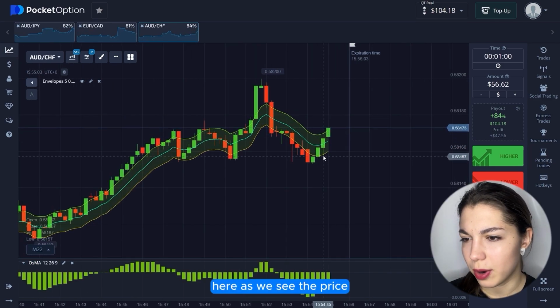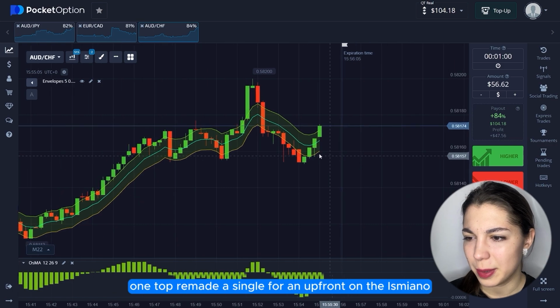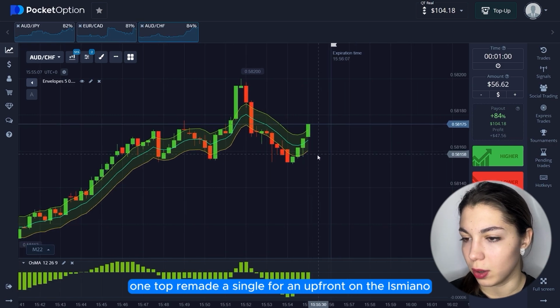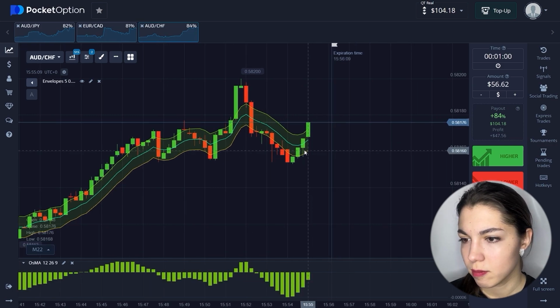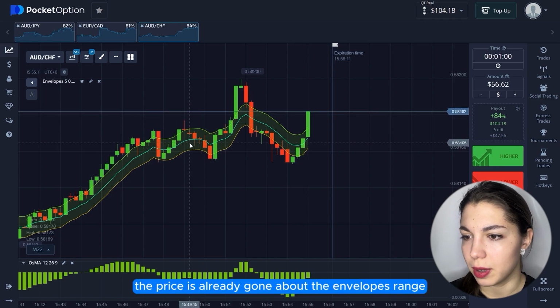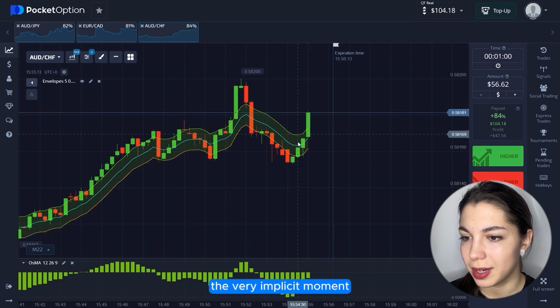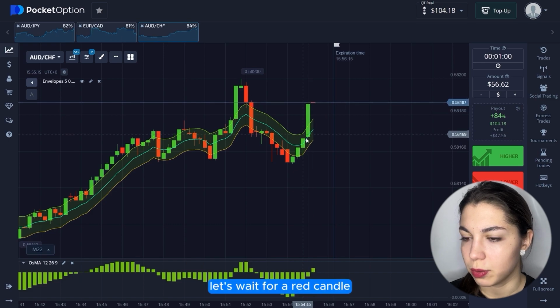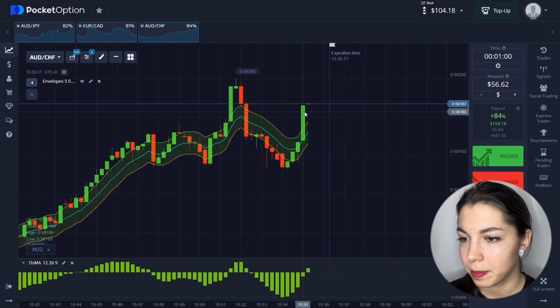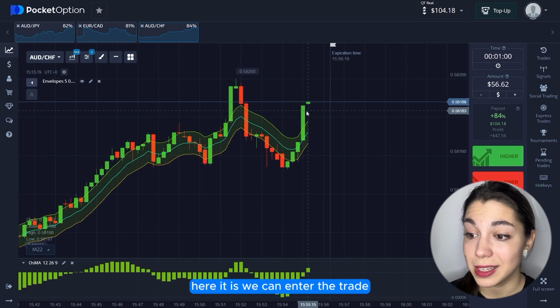Here, as we see, the price went up. There might be a signal for an uptrend on the ESMA now. The price has already gone above the envelope's range. It's a very impulsive moment. Let's wait for a red candle. Here it is. We can enter the trade.